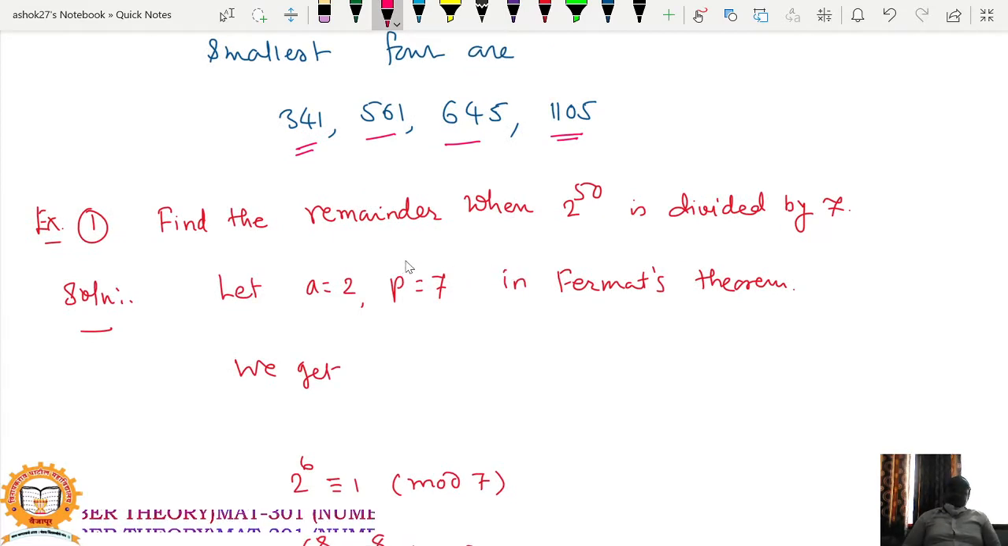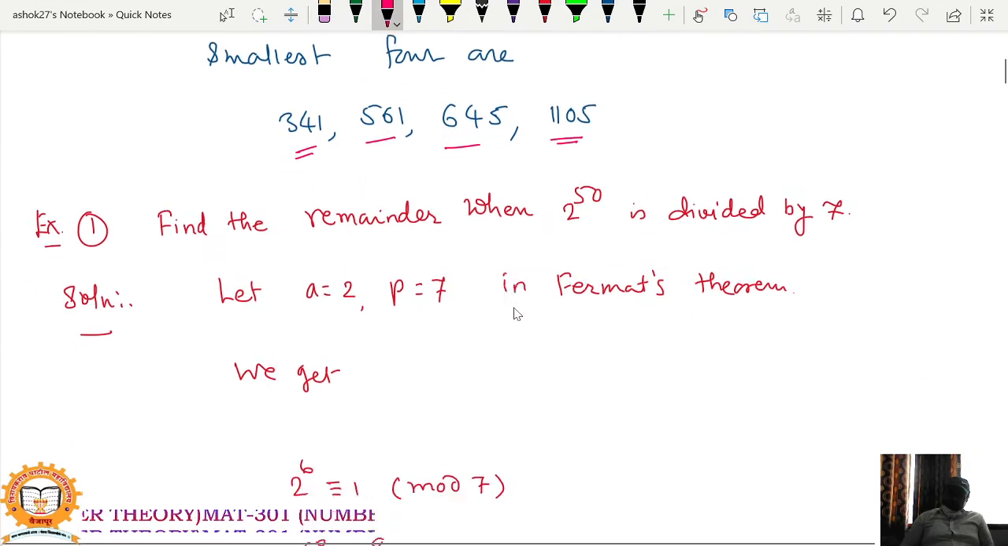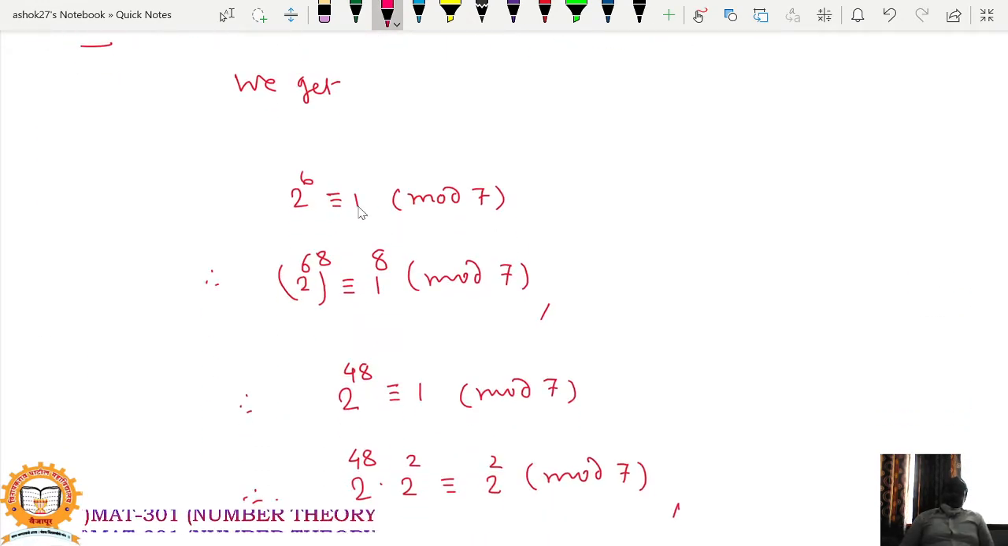So here is an example: find the remainder when 2 raised to 50 is divided by 7. Here we'll use Fermat's little theorem to find the remainder. Let us take a equal to 2, p equal to 7 in Fermat's theorem. So you'll get this congruence relation: 2 raised to 6 will be congruent to 1 modulo 7. Here we are putting p equal to 7, a equal to 2. Taking the 8th power of both sides, you'll get 2 raised to 48 is congruent to 1 modulo 7.